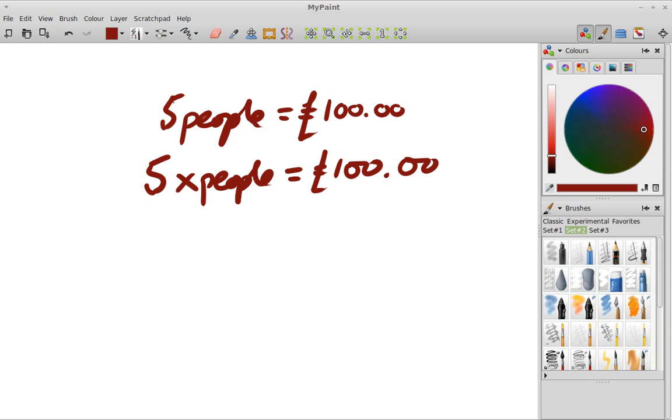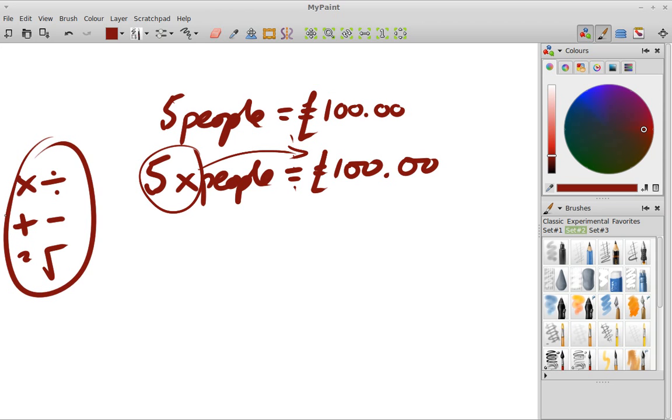And what we've done mathematically is we've taken the times 5, taken it over to the other side, and as soon as it crosses the equals sign, the sign reverses. So times becomes divide, plus becomes minus, and squared becomes square root. That's about all that you can get thrown at you, more or less. You could have cubed and then cube root, but that's about it. So by taking 5 times across, becomes divided by 5.